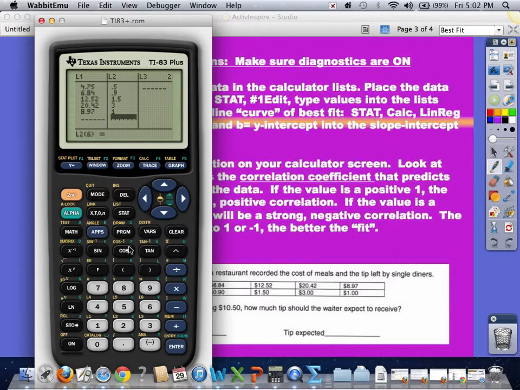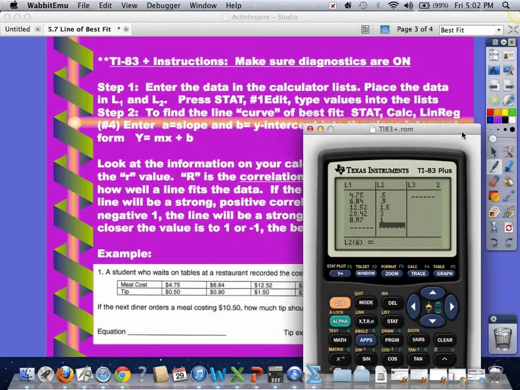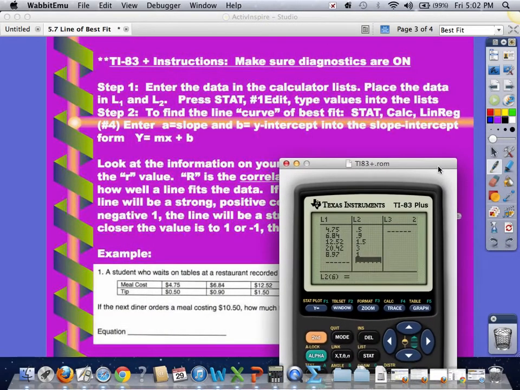Okay, now it's very important to make sure that you have the same number of items in the L1 column as you do in L2. If not, it's going to give you an error. Okay, you have to have an equal number of items in both columns or it's going to give you an error. Alright, so we've got everything in. We typed in the values into the list.